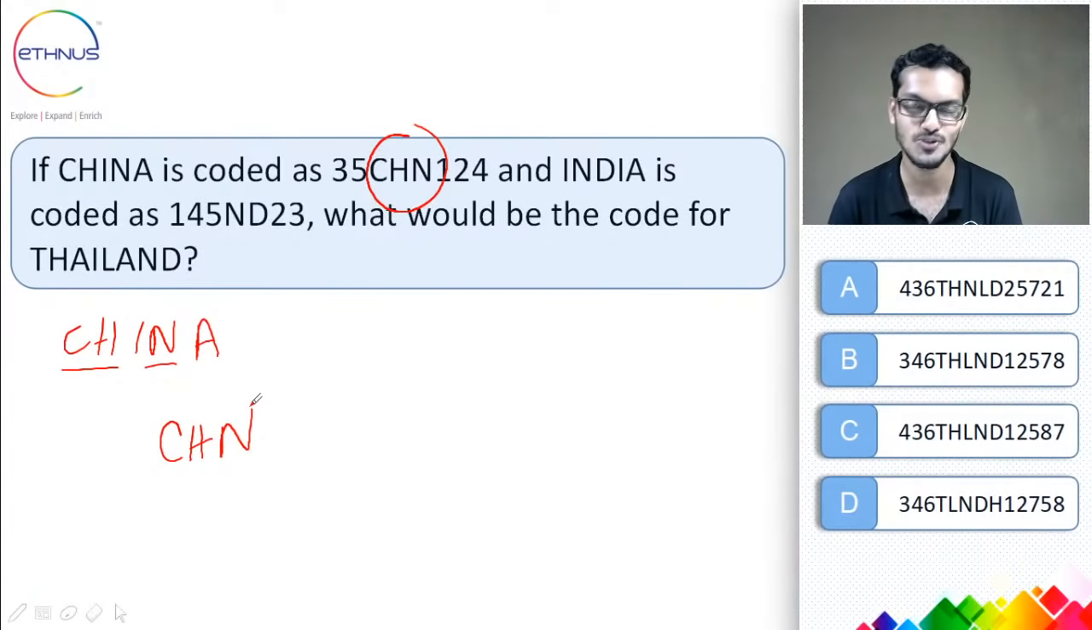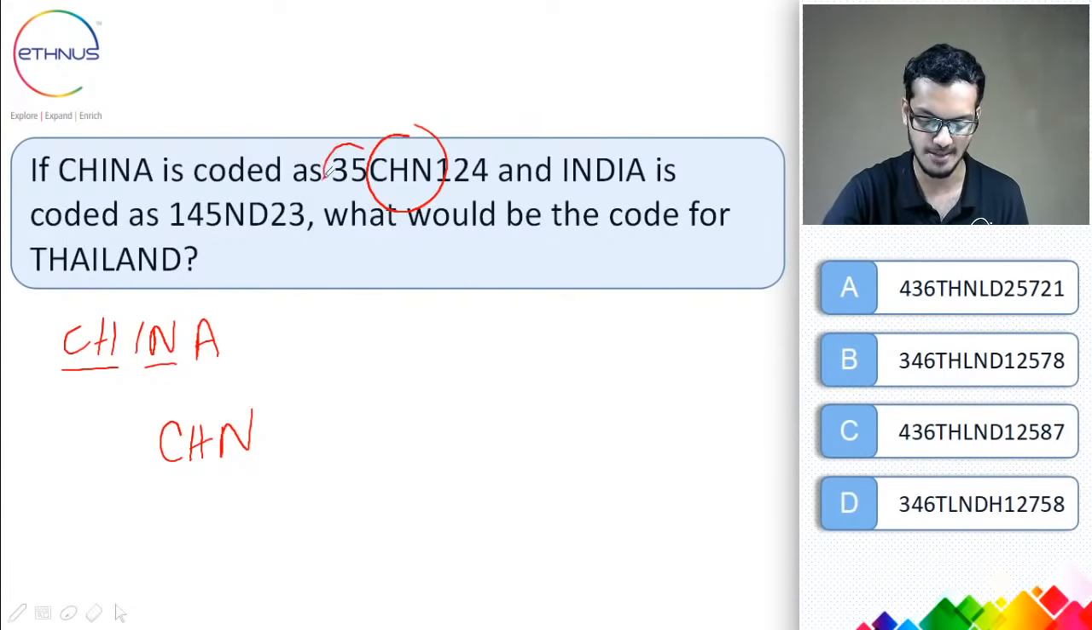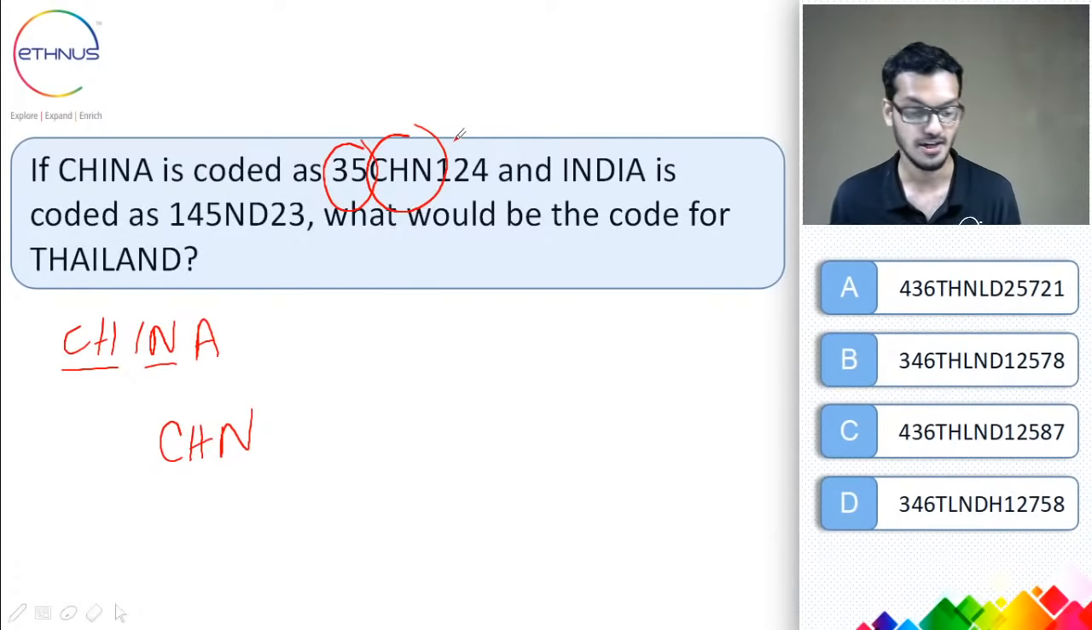If at all you know about those numbers, you can type it out in the live chat. If you think that you have an idea about what is this 35 about, what is this number 35 and what is this number 124, if you have any idea, I and A should be replaced. Okay.